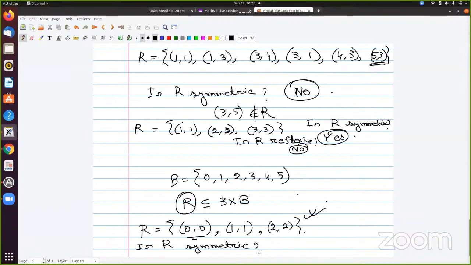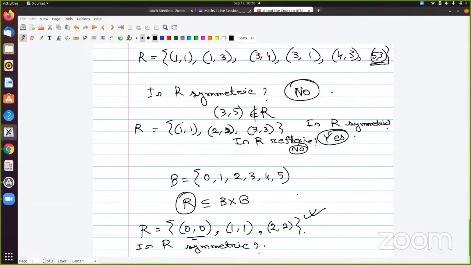R can be any subset, whatever combination I need from this B cross B. Whatever subset I can choose. Now you have chosen this subset. Now tell me, is it symmetric or not? Is this R symmetric? Yes, sir. Let her answer this.